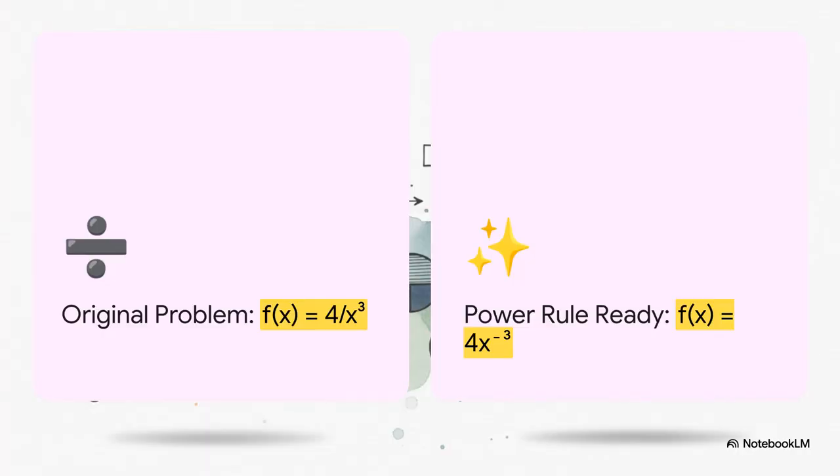Okay, let's look at an example. Let's say we have f of x equals 4 over x cubed. See, right now, we can't use the power rule directly. So what do we do? We rewrite it. We're going to use our good old rules of exponents to bring that x cubed up from the denominator. And when we move something from the bottom to the top, what happens to the exponent? It becomes negative. So 4 over x cubed is the exact same thing as 4 times x to the power of negative 3. And look at that. Now it's ready for the power rule.